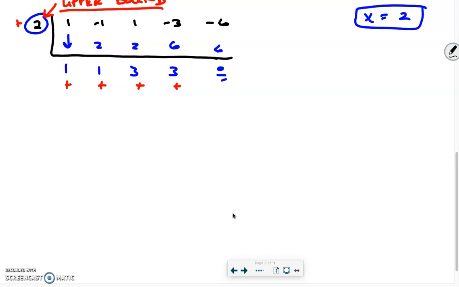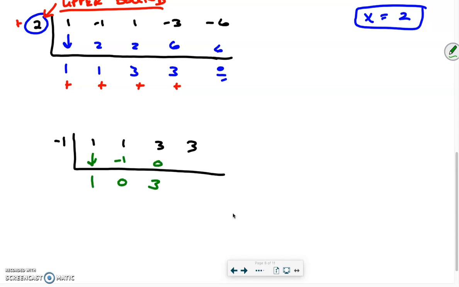This time I'm going to test -1, see where we land here. Again, my final row that we had after that first round was 1, 1, 3, 3. So synthetic division this time, I drop the 1. We're going to multiply to get -1. Add those, we get 0. Multiply to get 0. Add to get 3. Multiply to get -3. Add to get 0. And once again, we're really excited about that.